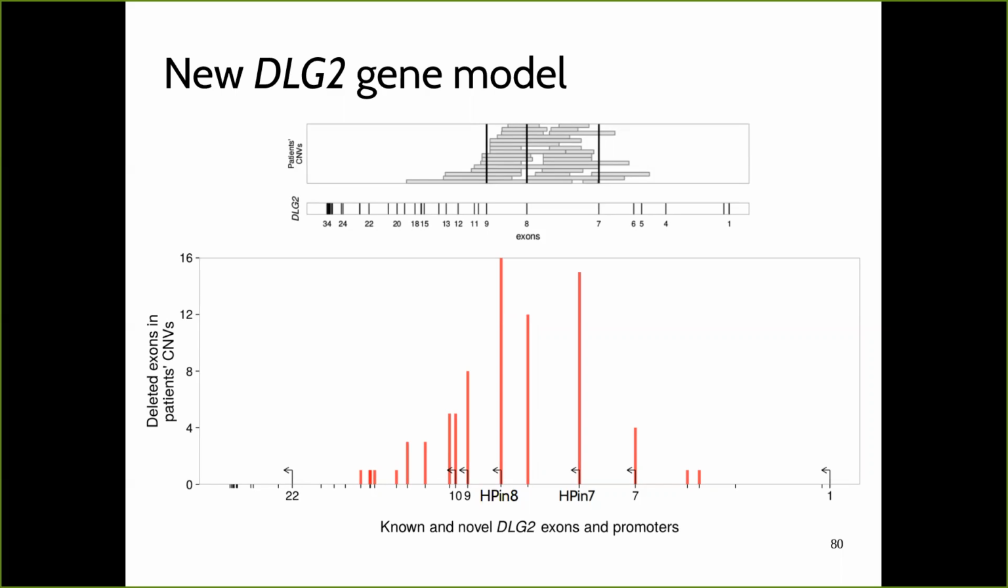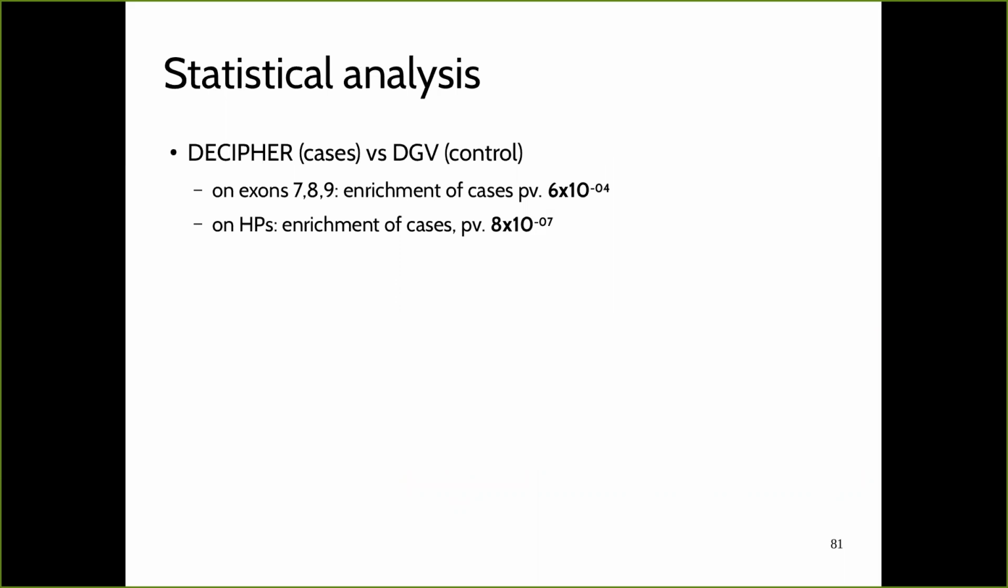So we decided to go further, and we did some statistical analysis. We used, as cases, the DECIPHER patients, and as a control, DGV. What we did was to perform a Fisher test, studying how many deletions from the 2 cohorts were affecting the exons. And it turns out that there is an enrichment of 6 times 10 to the minus 4. If we do the same analysis considering the novel regions, the HPs, the enrichment is higher. That means the exons are associated with the neurodevelopmental disorders, but the HPs are more linked to these disorders.